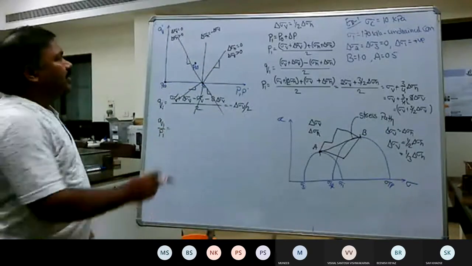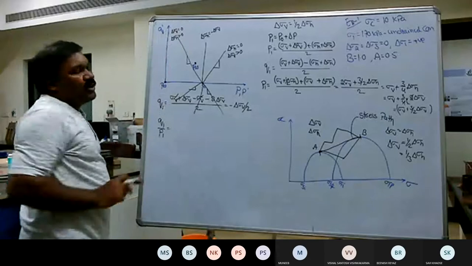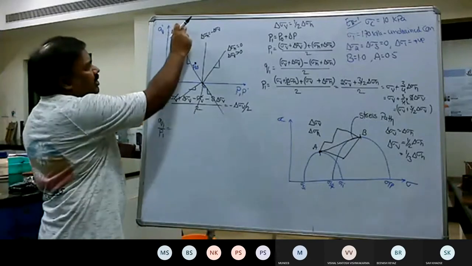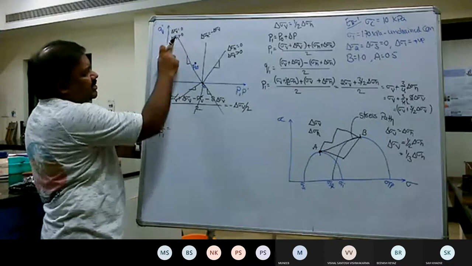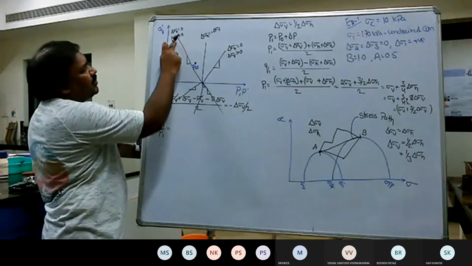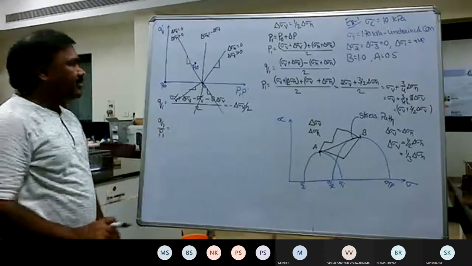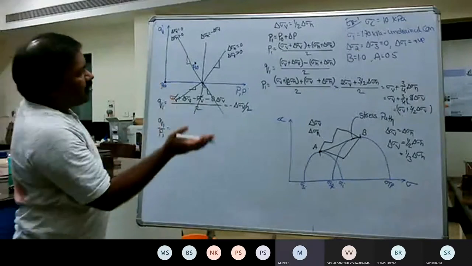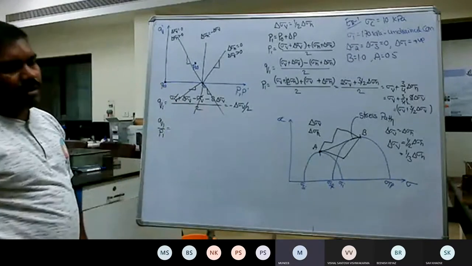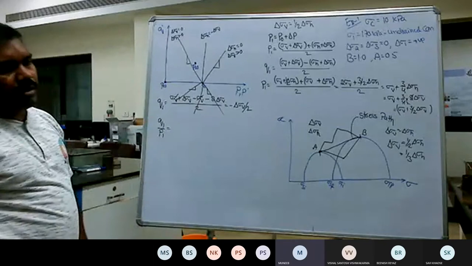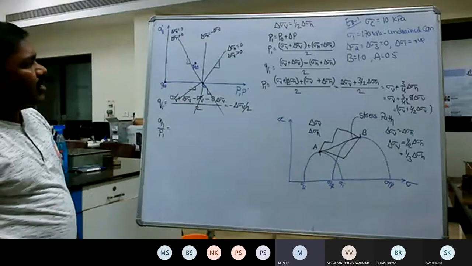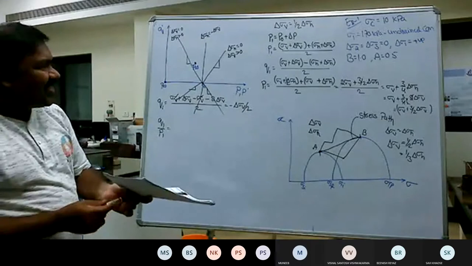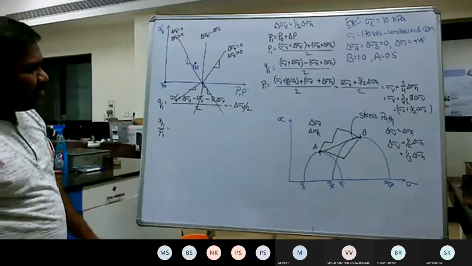On the other hand, if you keep the axial stress constant, if there is no change in the axial stress, but rather you increase the lateral stress, then you will get the stress path in the other direction. So if delta sigma V is equal to half of delta sigma H, will it be inclined at 45 degrees? I don't think so. That may not be possible.